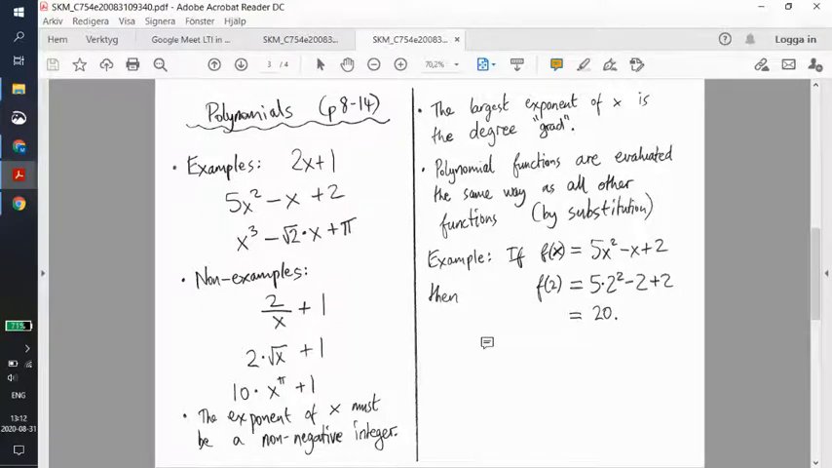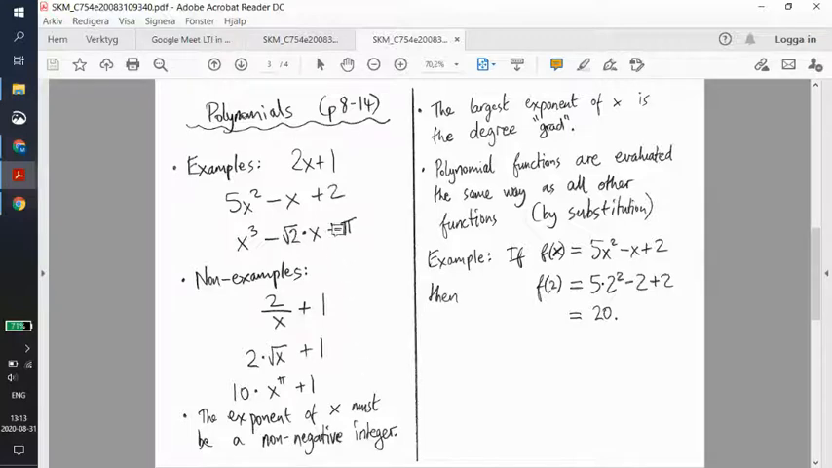Okay. So the first thing is that we need to know what this word polynomial means. In Swedish, it's polynom. So just the first 7 letters here. Examples of polynomials are shown here: 2x plus 1, 5x squared minus x plus 2, x cubed minus the square root of 2 multiplied by x plus pi. If we have a polynomial, then we have various terms where x has a different exponent in each term. But the key thing is that the exponent for x must always be a non-negative integer.